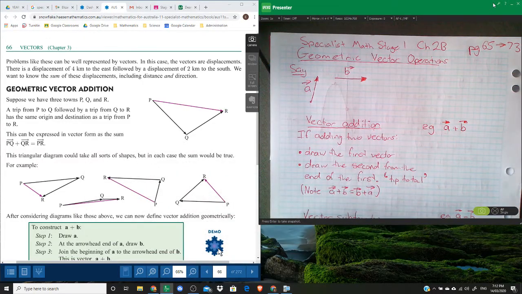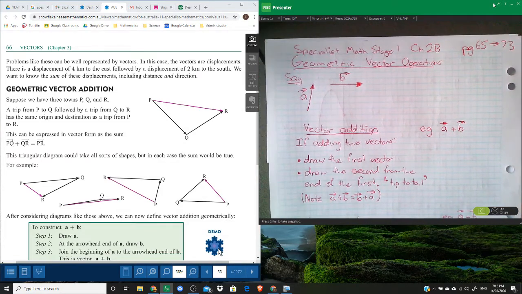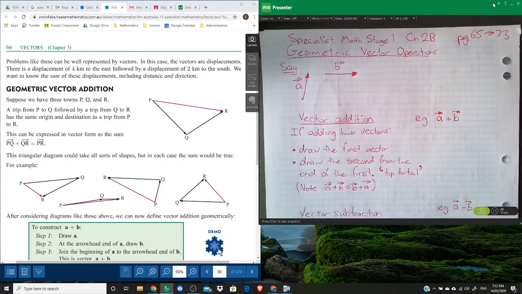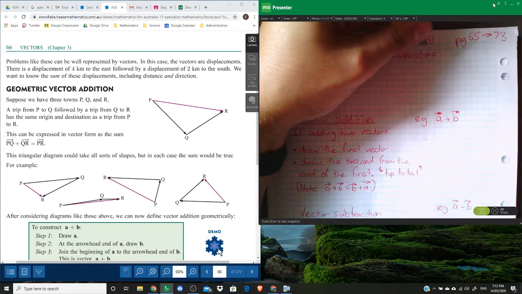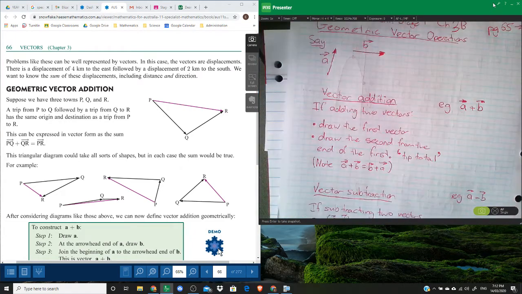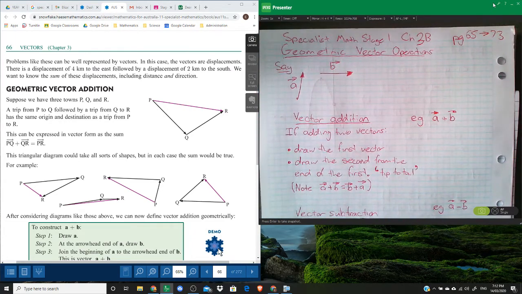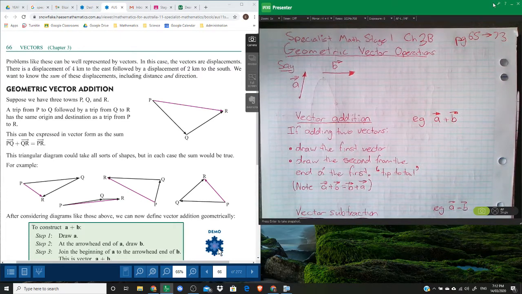Okay, so we're doing another video. This is a tutorial video on specialist maths in the vectors in two dimensions chapter. Actually, this is chapter 3B. I'll change that. We're going to look at part B, geometric vector operations. I'm going to start by going through the general operations, and we'll have a look through the textbook, and we'll do some questions together.